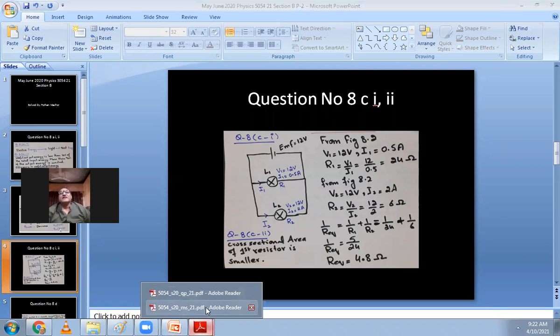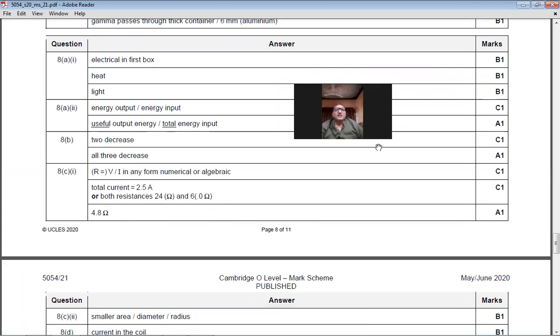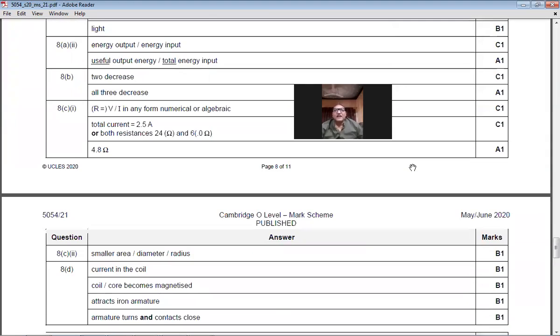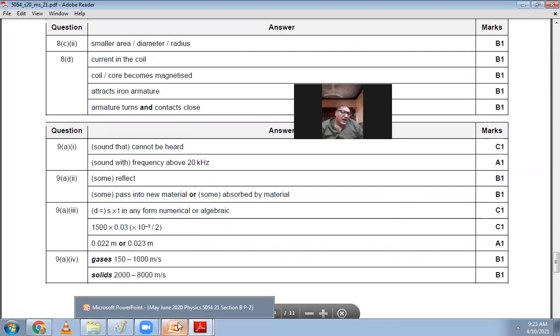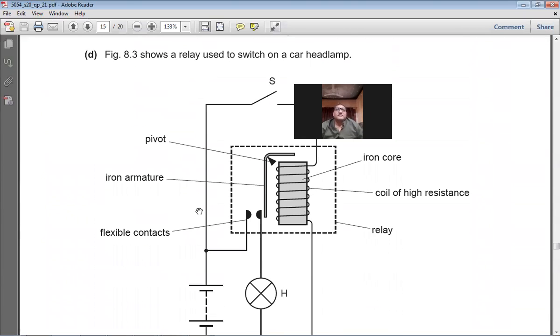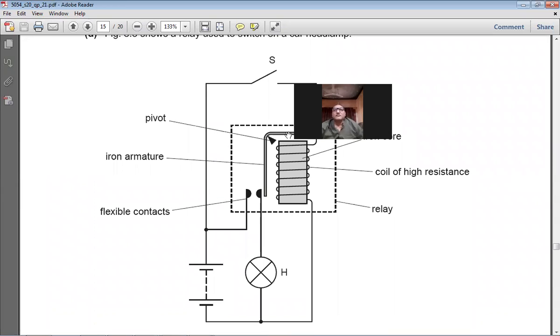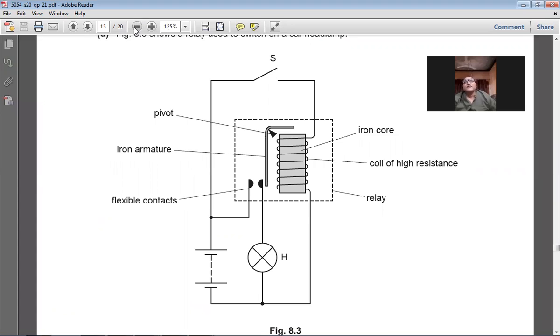Okay, let's check the marking scheme. What the marking scheme says. So it says the final answer should be 4.8 ohm, and that is the answer we got. And then for this question: smaller area, diameter, radius. So very easy, smaller area. Okay. Now let's move to the next part, and the next part is this one. Let me reduce the size so you can see the whole thing.